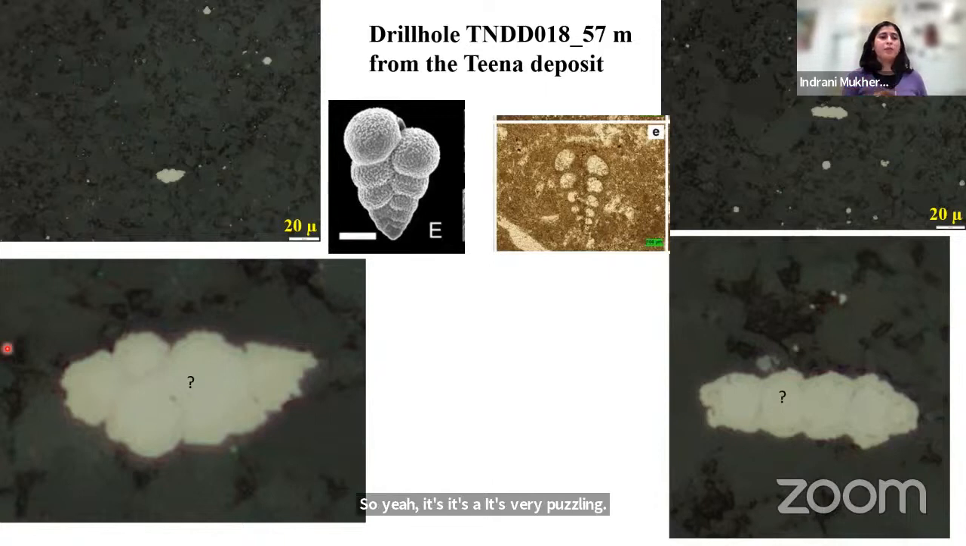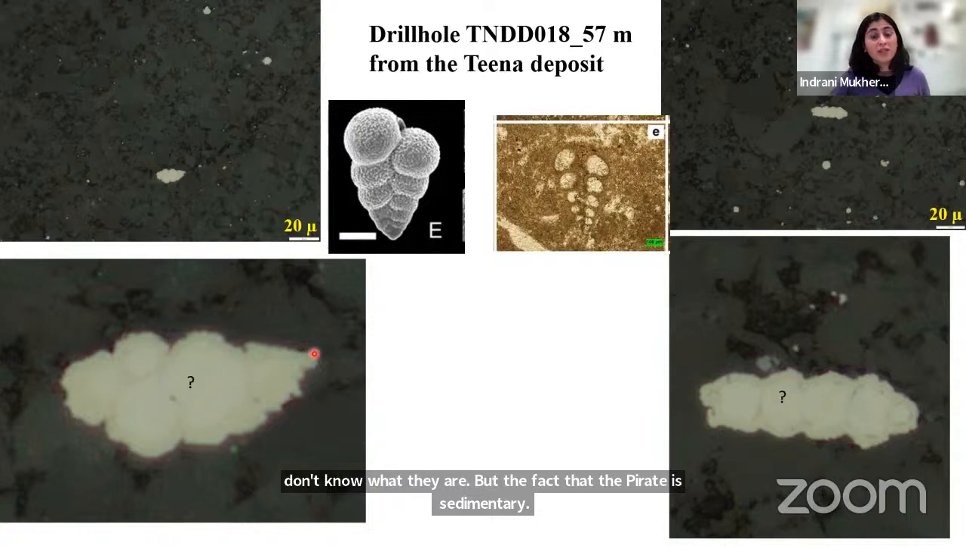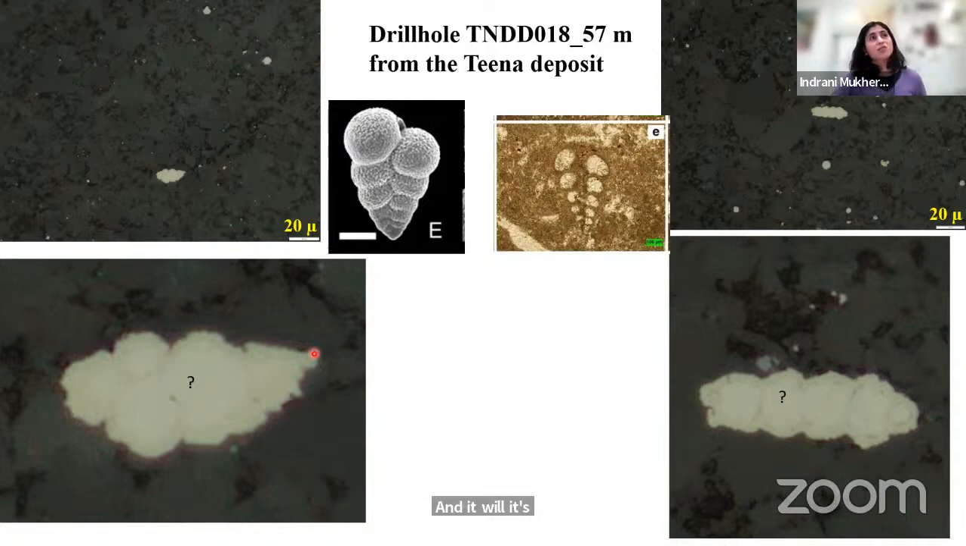But I hope, Jan, you're referring to textures. I mean, if it's a fossil, obviously it's a no-brainer, right? But it's textures like this, the one on the slide right now. I don't know what they are. But the fact that the pyrite is sedimentary, and it's microbial sulfate reduction. So in that sense, you could say it's biological.